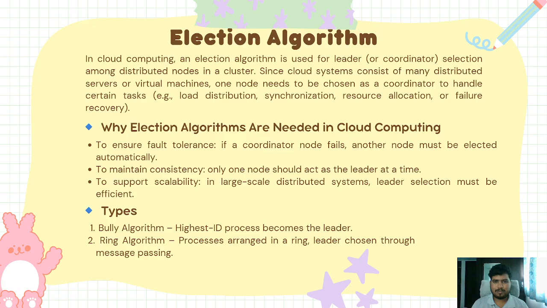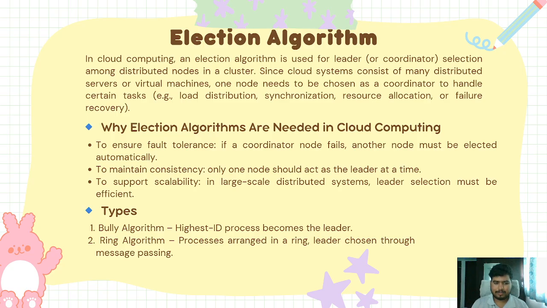Then, what is the purpose of an election algorithm? First purpose is to ensure fault tolerance. If a coordinator node fails, another node must be elected automatically. Next purpose is to maintain consistency. That means only one node should act as a leader at a time. There should not be more than one. And the third purpose is to support scalability. That means in large scale distributed systems, leader selection must be efficient.